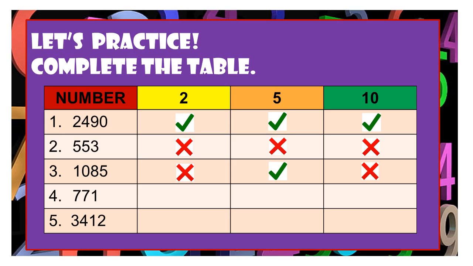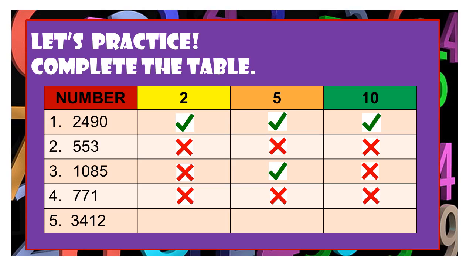Okay, number 4, 771. Is it divisible by 2? No, it is not divisible by 2 because the last digit of the number is not an even number, which is 1. How about 5? Is it divisible by 5? No, it is not divisible by 5. How about 10? Is it divisible by 10? No, it is not divisible by 10.